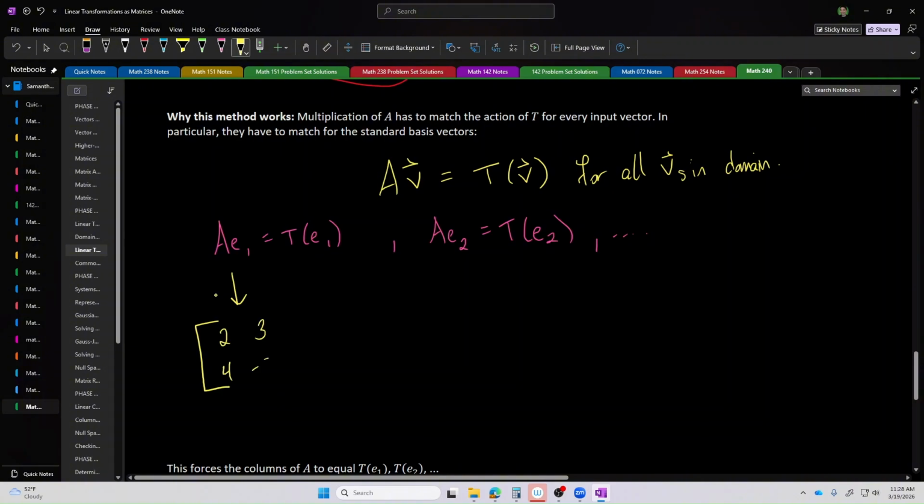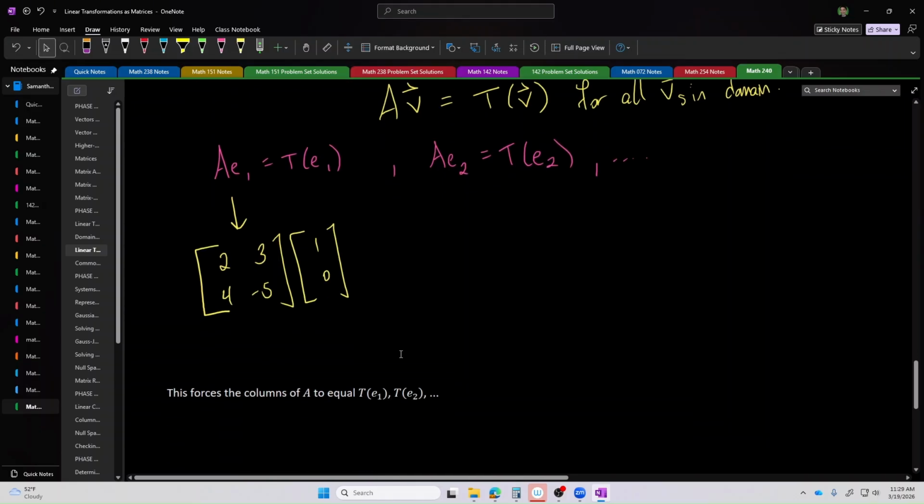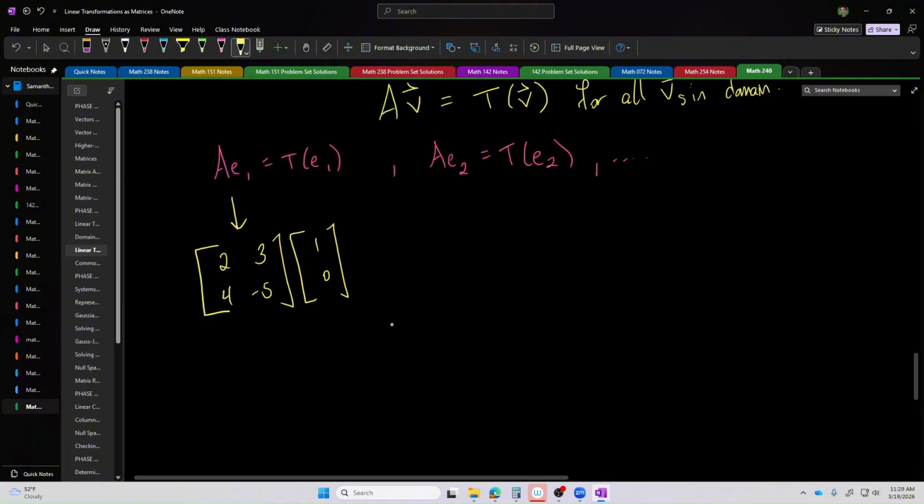Just as a quick example, let me suppose that I multiply this first standard basis vector by the matrix 2, 3, 4, minus 5. If I follow through on this matrix multiplication using the typical dot product formula, the result is going to be equal to 2 in the first entry from the first dot product, and 4 in the second entry from the second dot product, which, notice, has given you back exactly the first column of the matrix A.